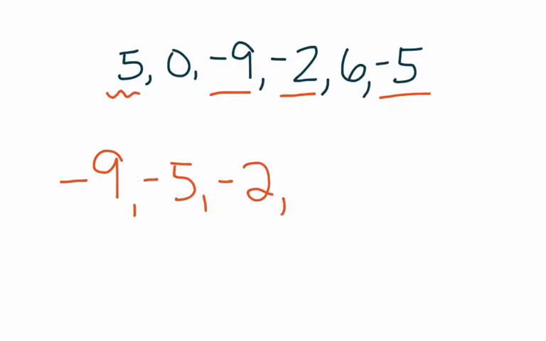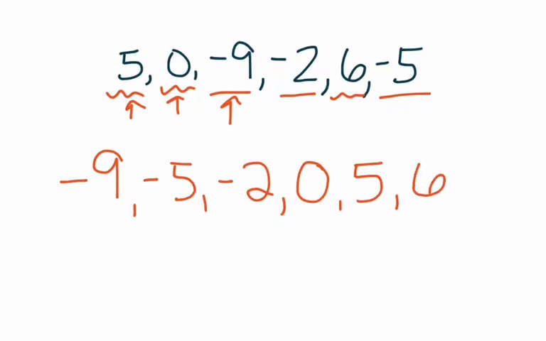Next, I have 5, 0, and 6. Hopefully you remember that 0 is the number in between your negatives and positives. So when you go from negative integers to positive integers, if they give you 0, that's going to be in between them. And then I have 5 and 6. So hopefully this has helped you with comparing and ordering integers. Let me know if you have any questions.